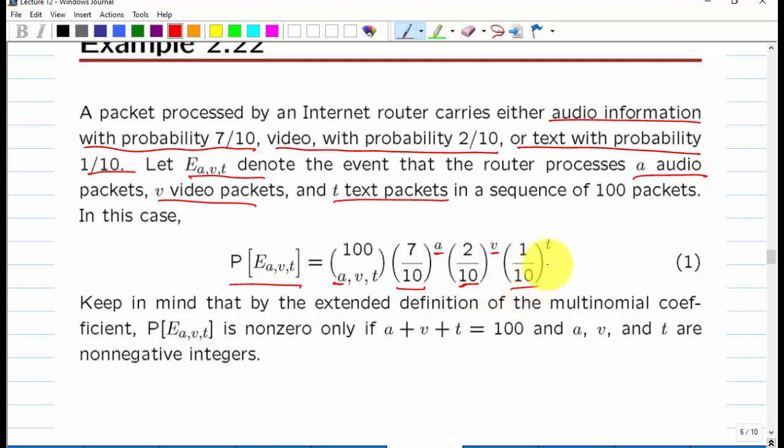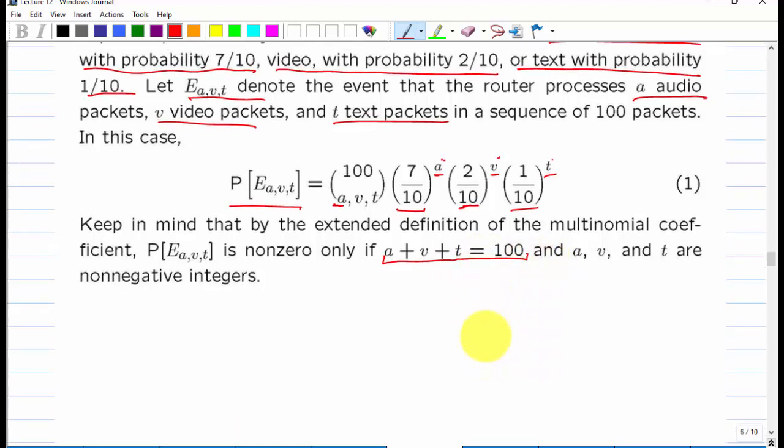probability of 2 by 10, which is the probability of video packets, raised to the number of video packets, and 1 by 10 for text. The important thing is that these numbers A, V, T are not given to us, so we can choose any numbers to find any of these values, but remember that A plus V plus T should sum up to 100. If it is not summing up to 100, we cannot calculate any number out of it. Maybe we can find some number mathematically, but that would not be a correct number.